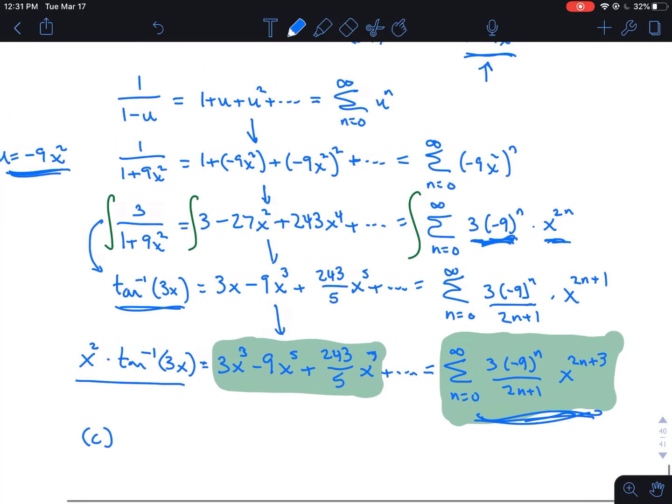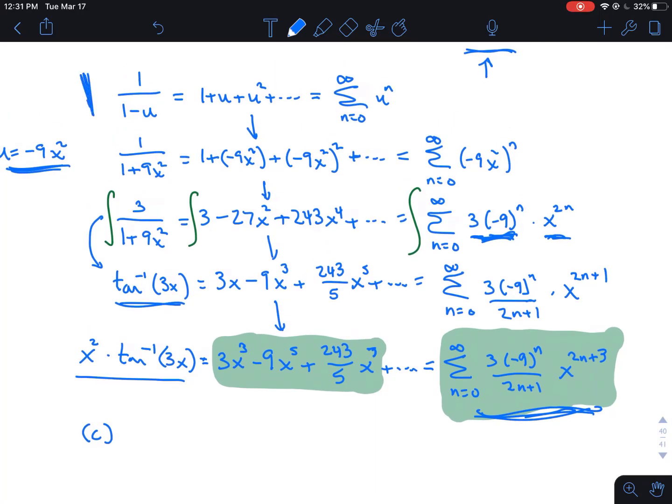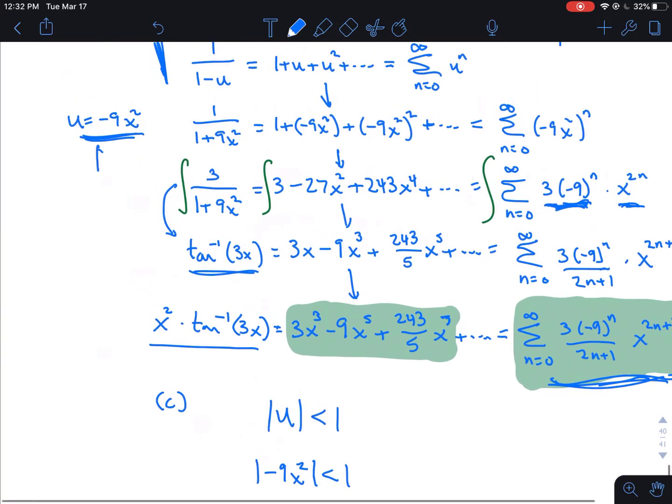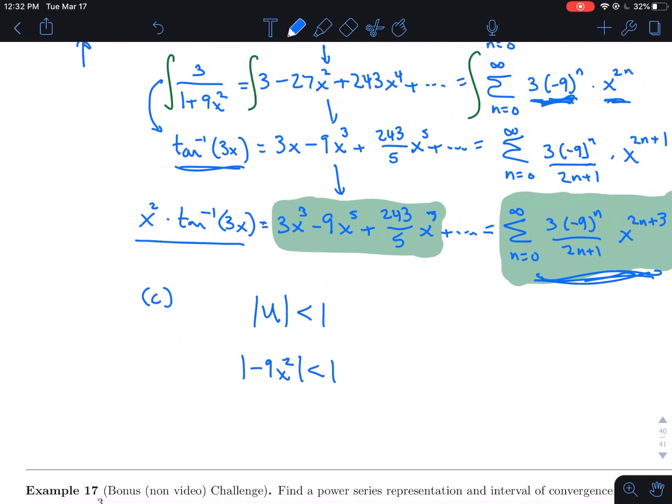Or the faster way is that when you use the 1 over 1 minus u, this requires the radius of convergence of u to be 1. Our u in this case was negative 9x squared from back up here. I can go ahead and apply the absolute value to each one of these pieces. So the absolute value of negative 9 is 9. The absolute value of x squared is just the absolute value of x squared. I can divide by 9. And I can take the square root. And so when I take the square root of 1, I get 1. When I take the square root of 9, I get 3.